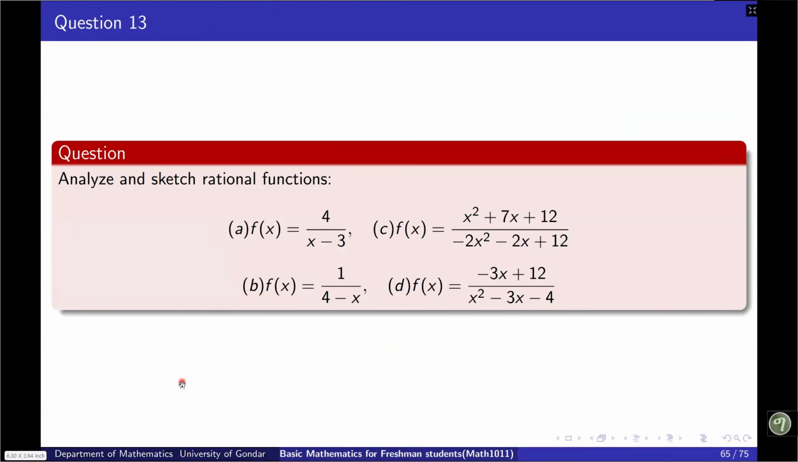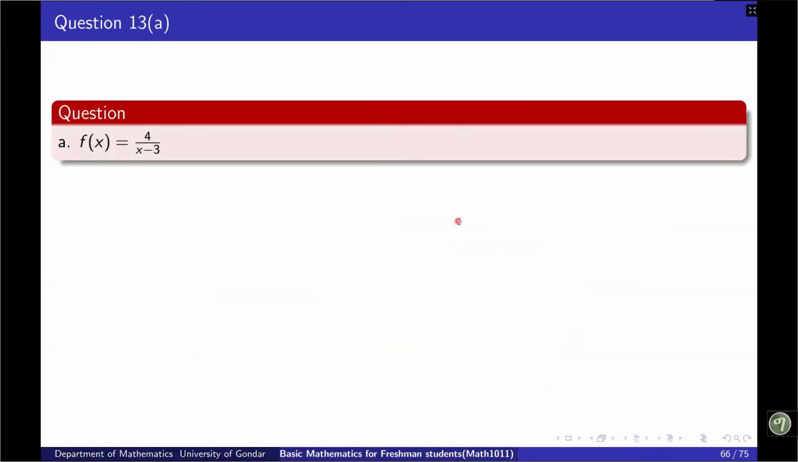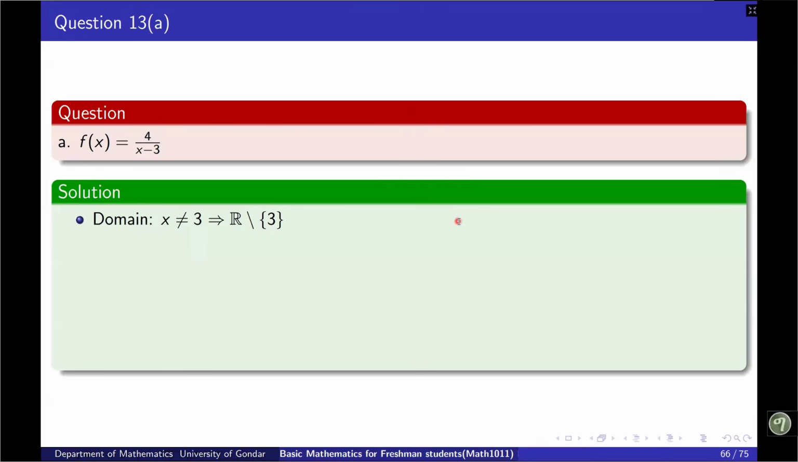Question number 13. Just analyze and sketch the graph of these rational functions. So let us try to see one by one. We know that in order to graph every rational function, we have to know first the basic components or procedures. First, we have to determine its domain, and we have to fix holes if there are any, and vertical asymptotes, or simply general asymptotes.